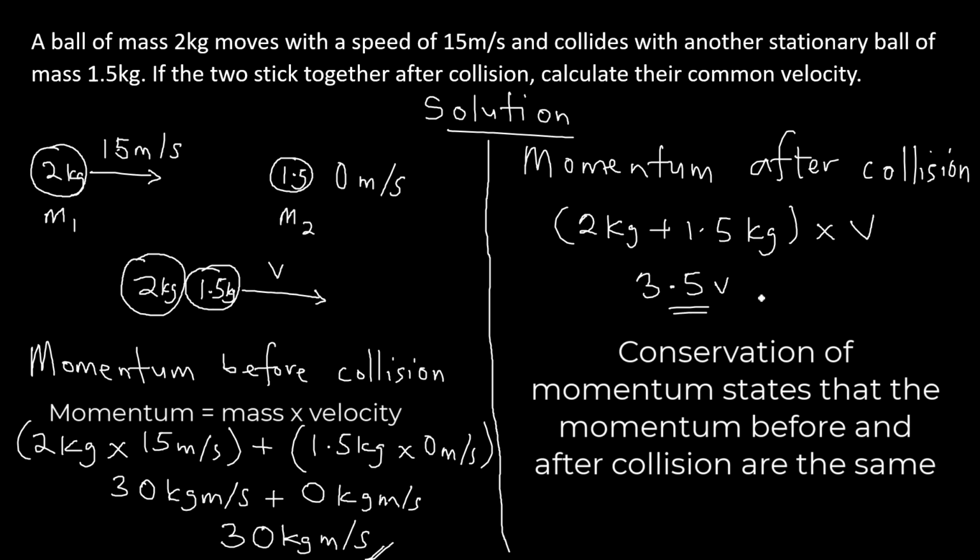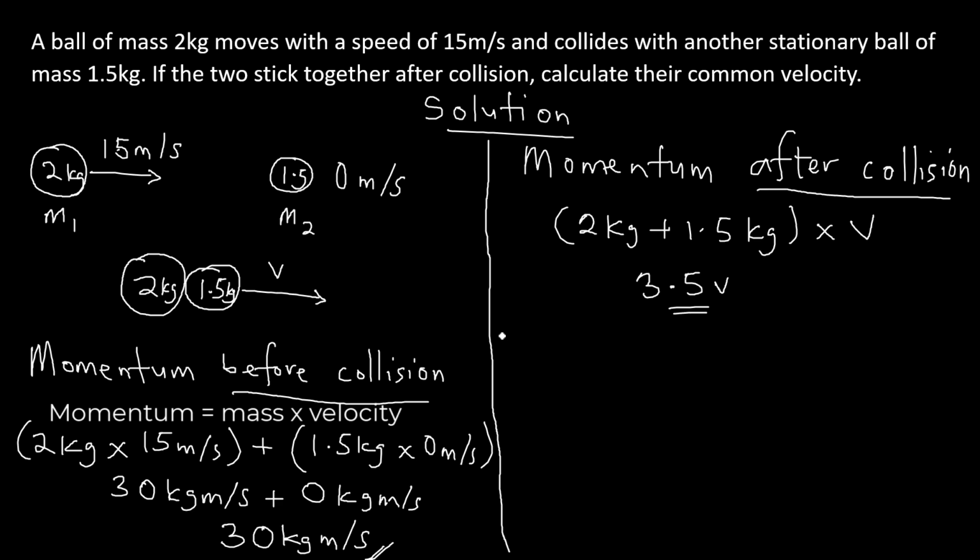So this will be the total momentum after collision. But how do we know about conservation of momentum? Basically, what we know about it is momentum before collision is always equal to momentum after collision. So that means we have 30 kilogram meters per second, which is momentum before collision, equal to momentum after collision, which is 3.5 V.